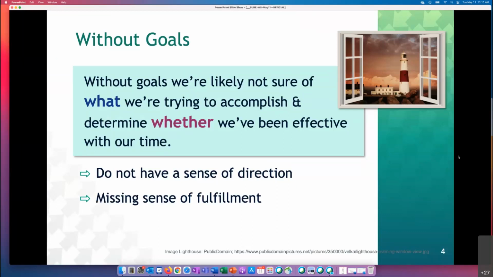And so the goals can really act as a lighthouse. When you're lost, you can say, okay, my goal is to focus and complete a degree. That's what I'm going to do despite these challenges.